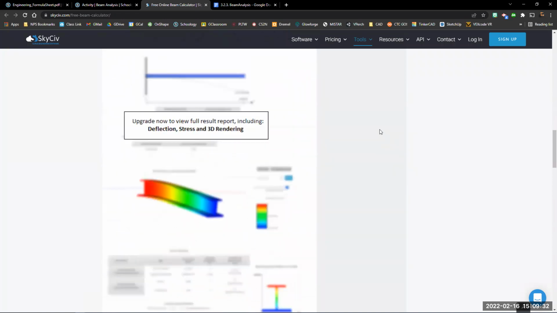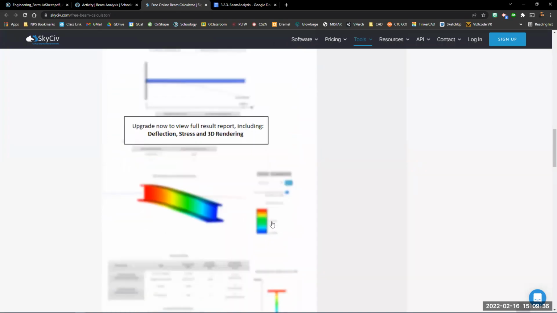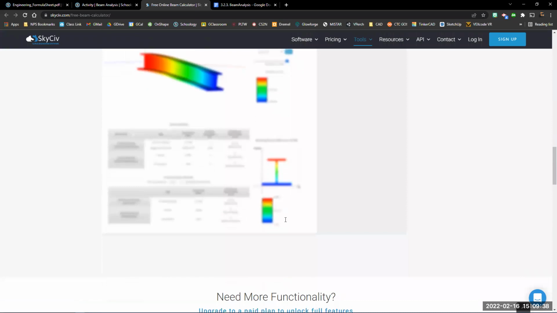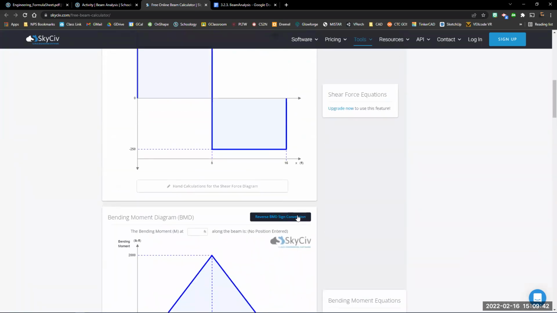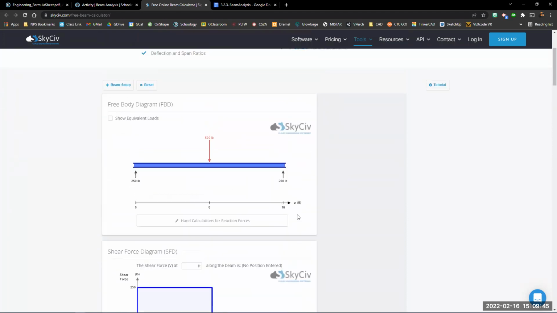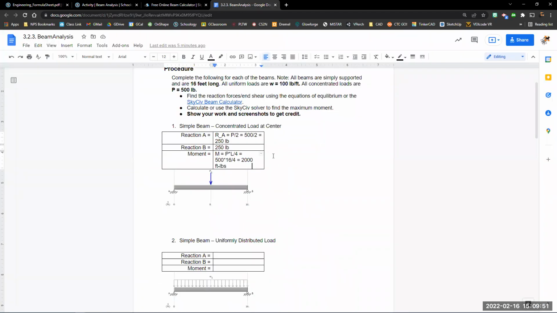And if you were to pay for the full version, you can see it does all this beam deflection analysis, some stress analysis, stuff like that. So pretty cool, but for the purposes of our class, we'll just stick to the free version, and it gives us the information that we need. Okay, and again, kind of going back, you can see our shortcut equations work really well. We got the 250 pounds on both of those, the 2,000 foot-pounds for the maximum moment. And that's how we're going to solve these.